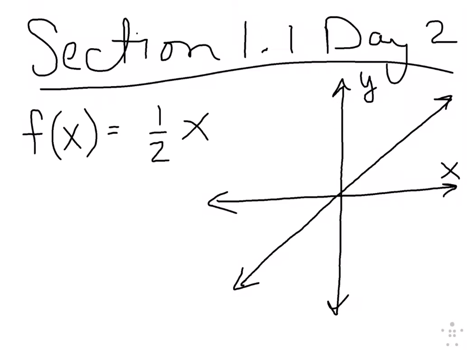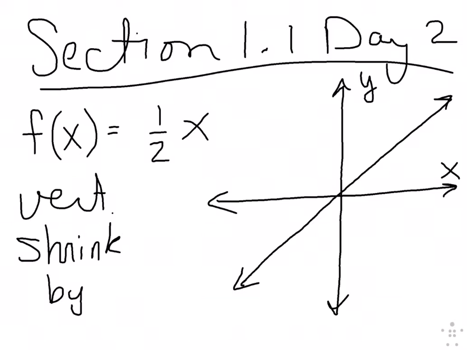So now when I'm looking at this problem, the template, like I have up here on the board, is there a negative sign in front of my problem? No. Is there a number in front of my problem? Yes. Since that number is 1/2, what type of action is happening? A vertical shrink by 1/2.